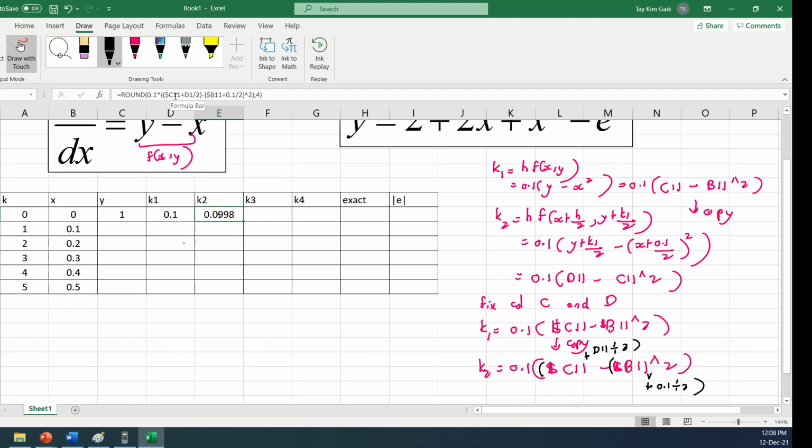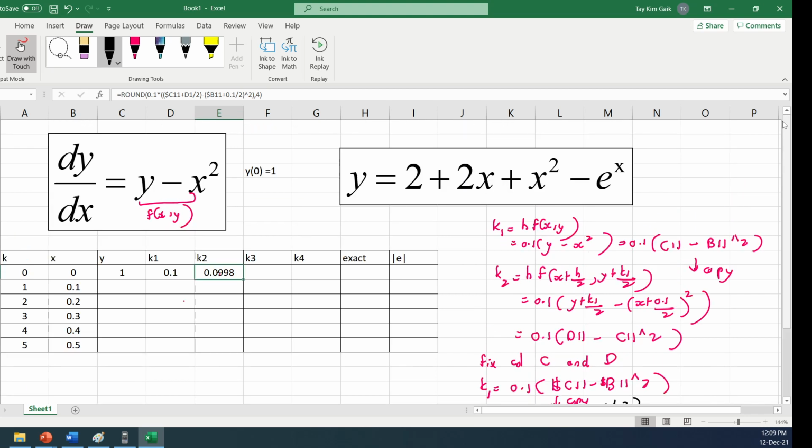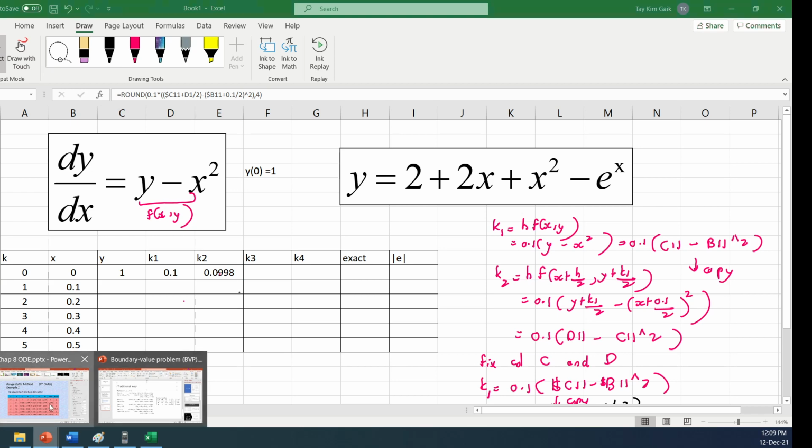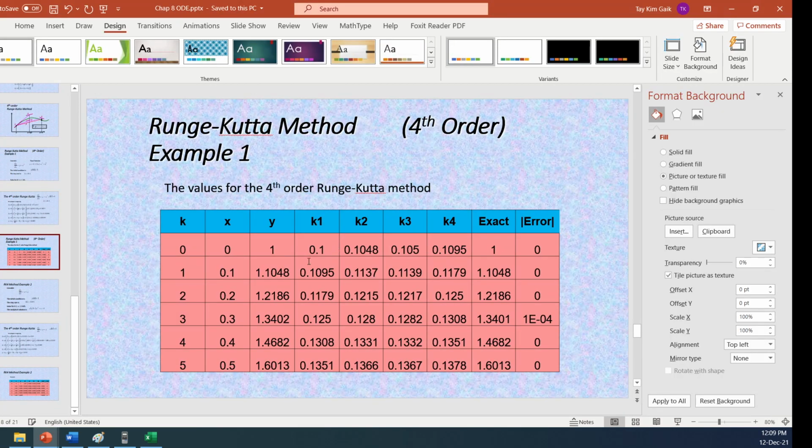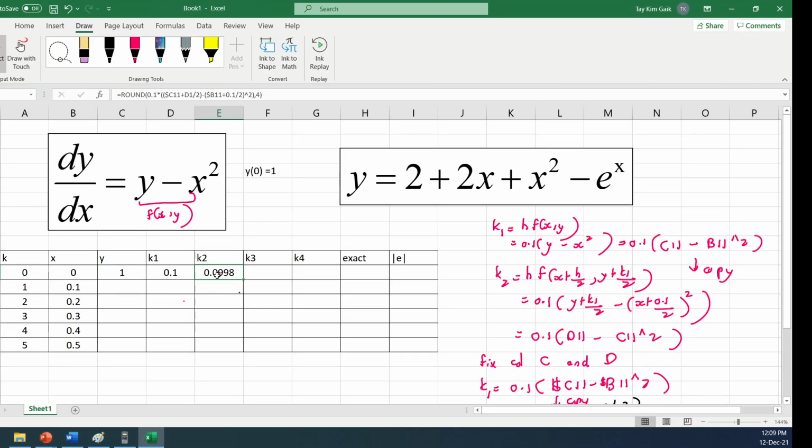0.1 y plus k1, which is d1 divided by 2, x b11 plus 0.1 divided by 2 power 2. Correct? Okay, let me check where is the mistake. This one close first. Okay, the answer, K2 should be 0.1048. Okay, let me check where's the mistake in the Excel here.